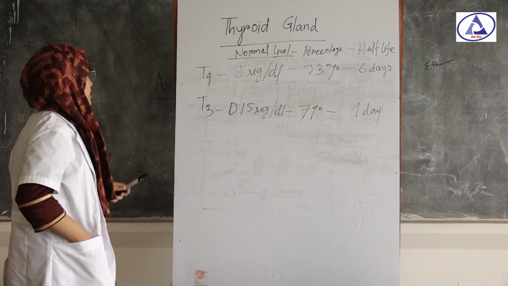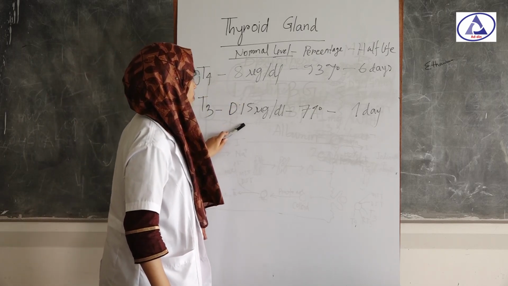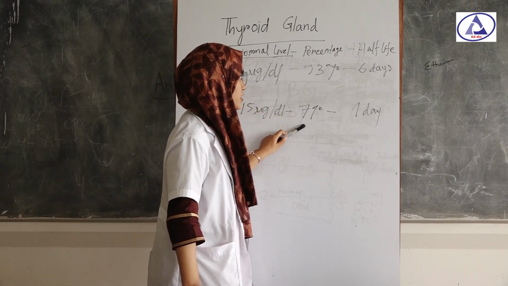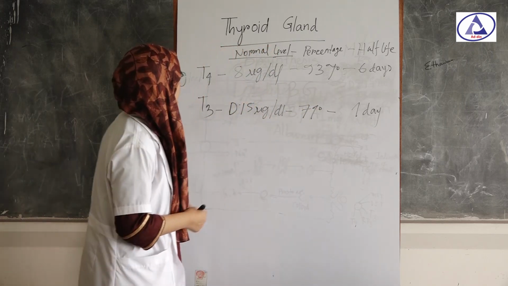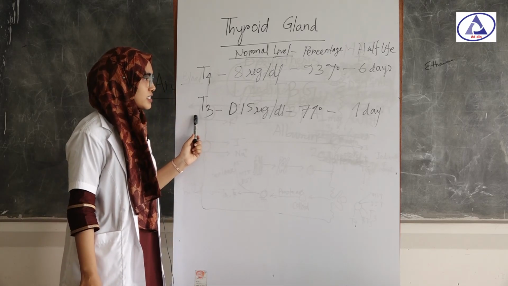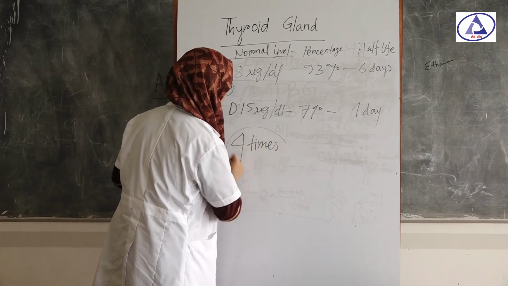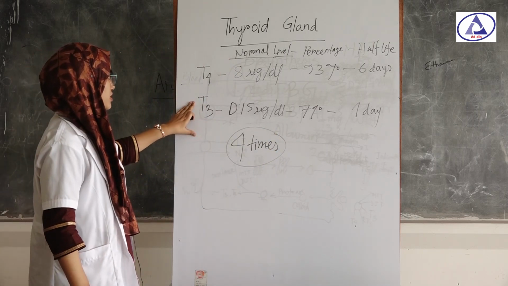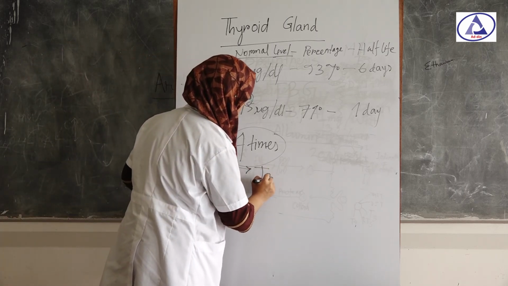So, here we can see that T4 is more in amount and T3 is less in amount. The percentage of T4 is 93% and T3 is 7%. Half-life of T4 is more and half-life of T3 is less. But physiologically T3 is more active and more potent. T3 is 4 times more potent than T4. And actually 90 to 99% of the T4 is converted to T3 and exerts its function.